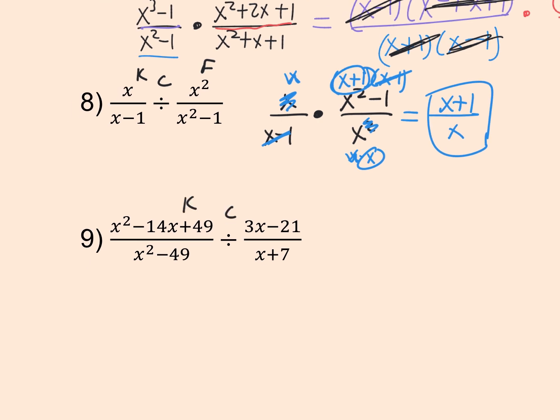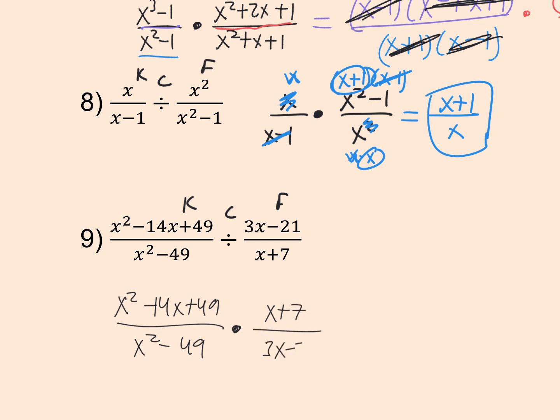All right, so then the last one here is another division one. I would keep, change, flip. So keep the first, keep the x squared minus 14x plus 49 over x squared minus 49. Change the division to multiplication and flip the last fraction. So I get x plus 7 over 3x minus 21.